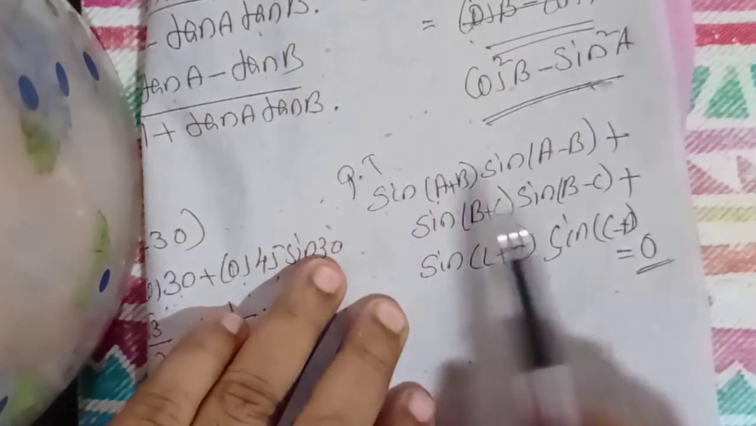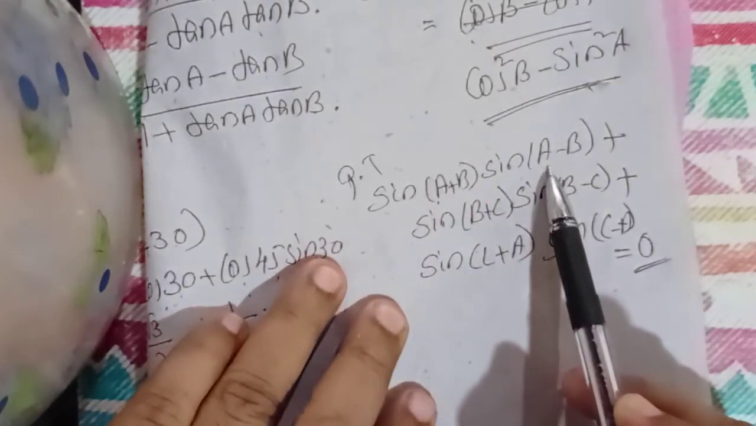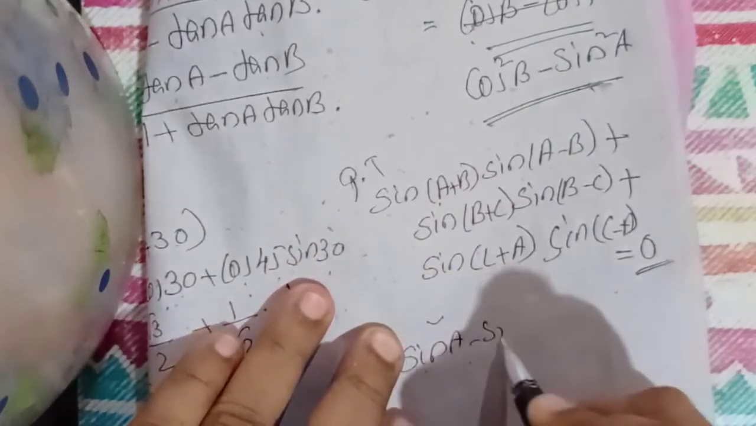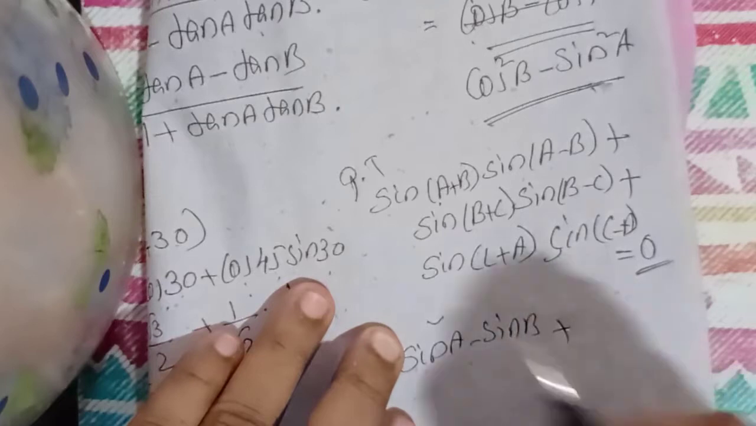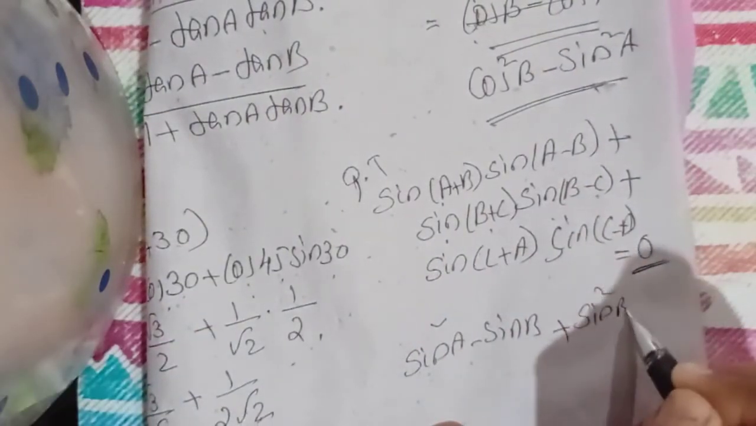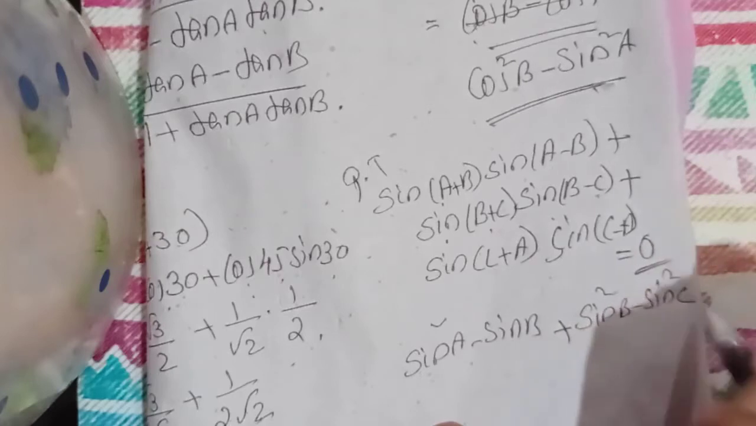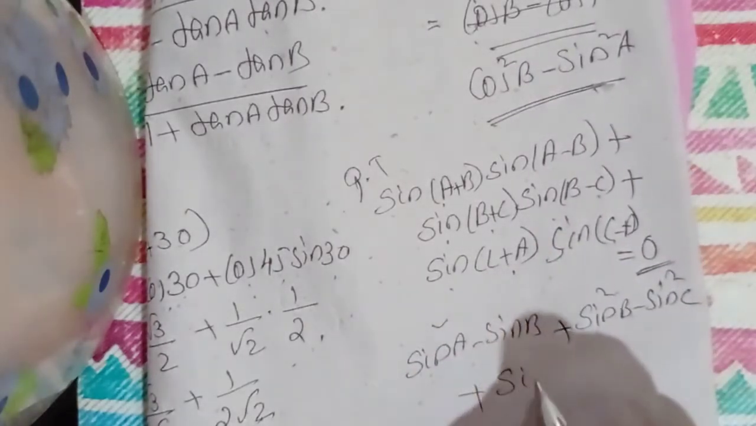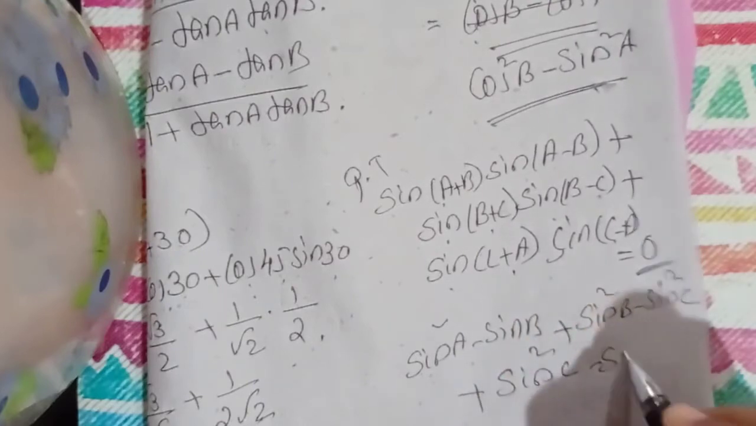What is sin(A+B) into sin(A-B)? Sin square A minus sin square B. Plus sin(B+C) into sin(B-C): sin square B minus sin square C. Plus sin(C+A) into sin(C-A): sin square C minus sin square A.